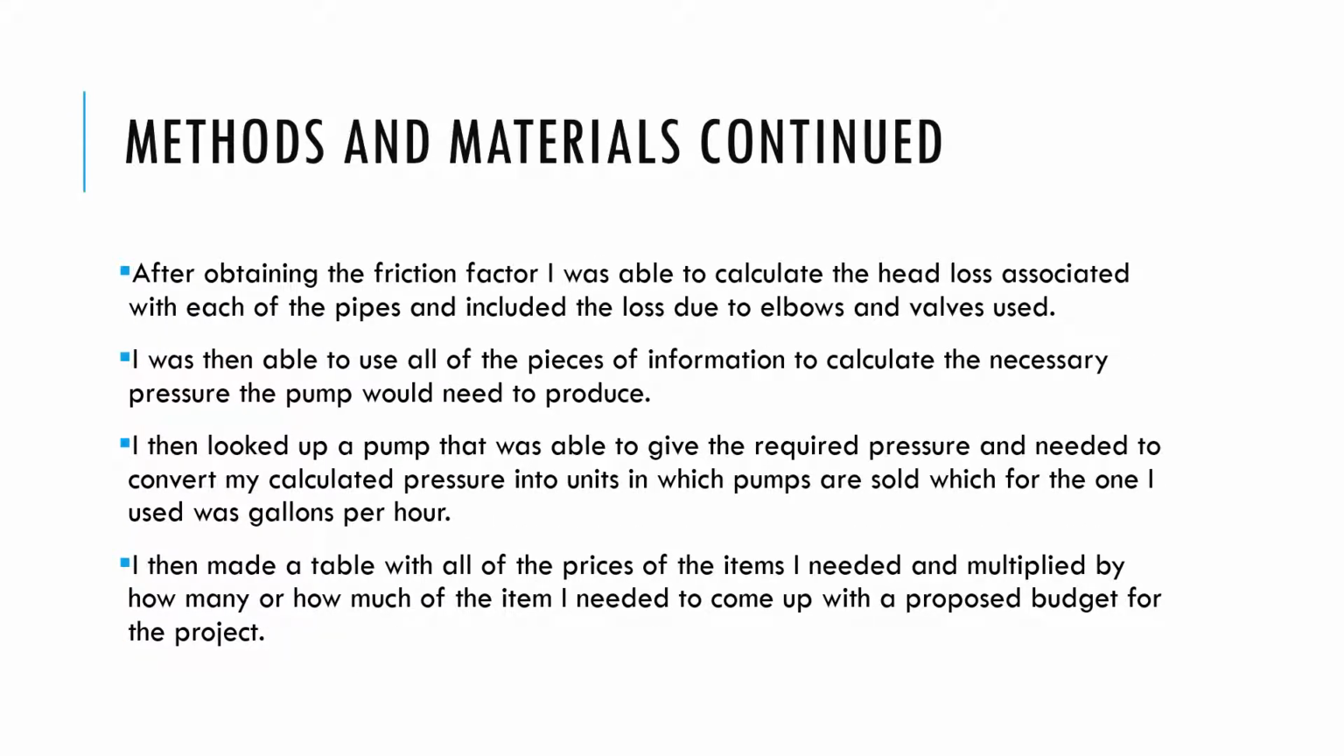After obtaining the friction factor, I calculated head loss associated with each of the pipes and elbows and valves used. I was then able to use all of the pieces of information to calculate the pressure the pump would need to produce. I then looked up a pump and realized I needed to change my units to what pumps are sold in, which for the one I chose was gallons per hour. I then made a table with all of the prices of the items I needed and multiplied by how many or how much of each item I needed to come up with a proposed budget.